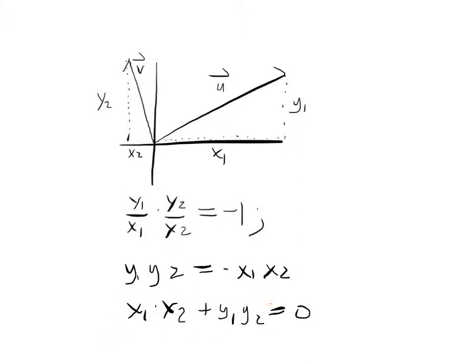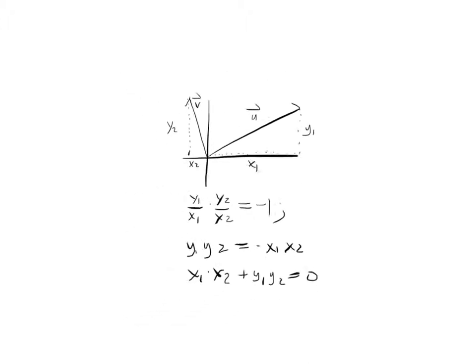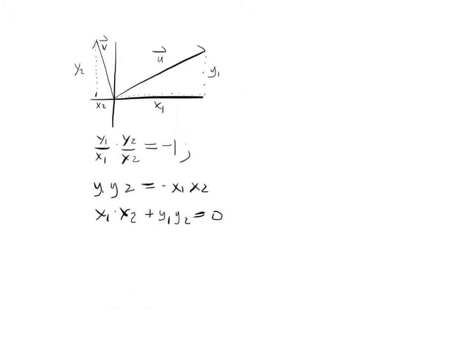This value right here, x1 times x2 plus y1 times y2, is called the dot product of two vectors, and that can be written as u dot v equals x1 times x2 plus y1 times y2. And we know then that when the dot product equals 0, our vectors are perpendicular.